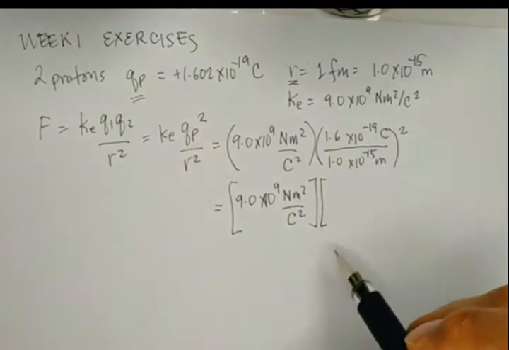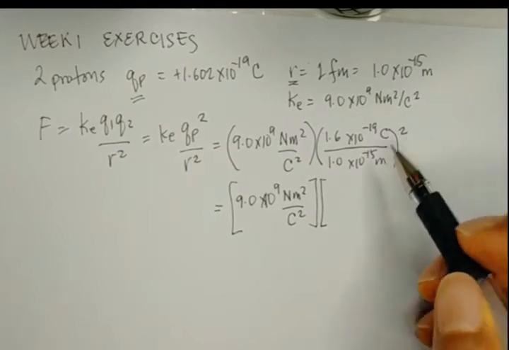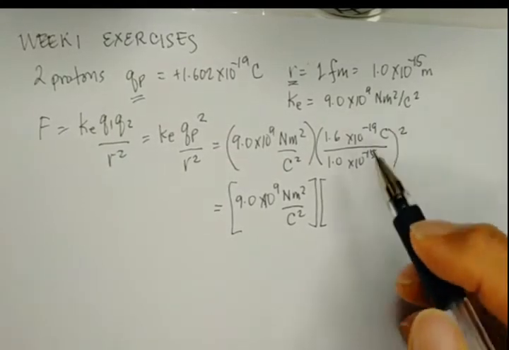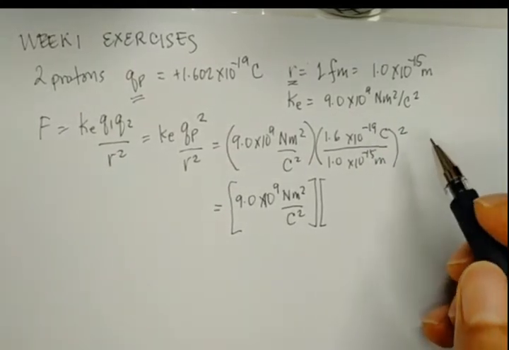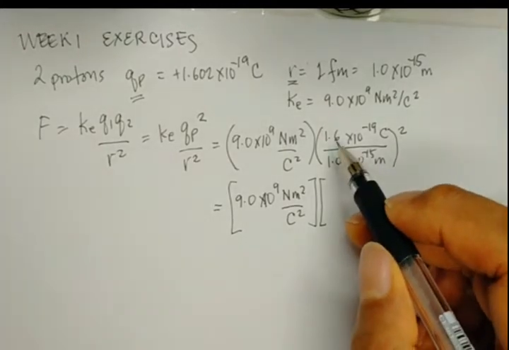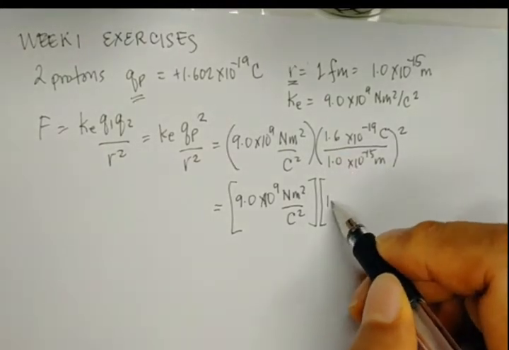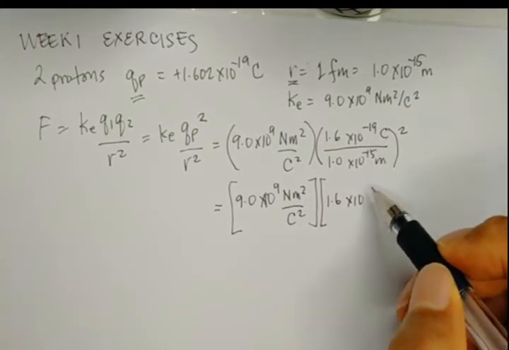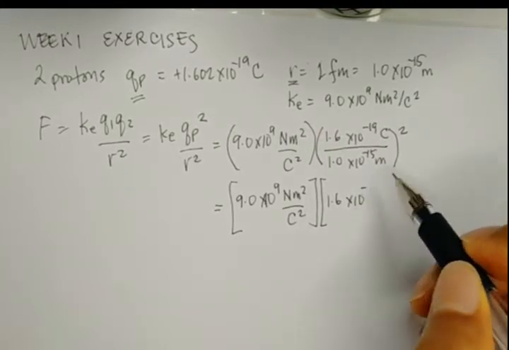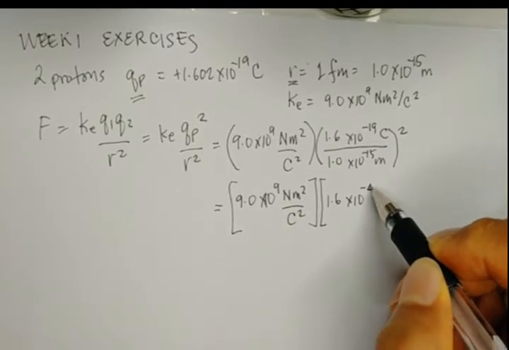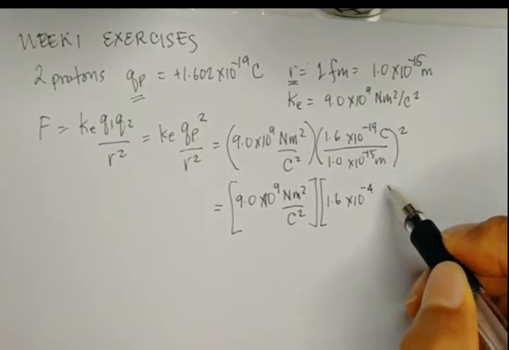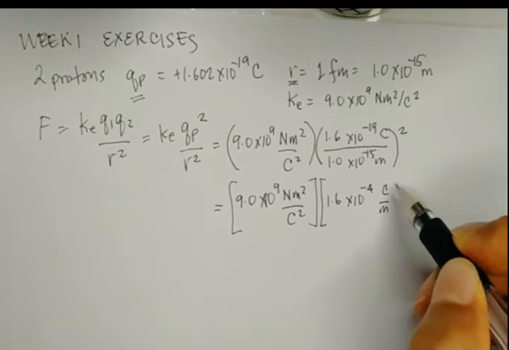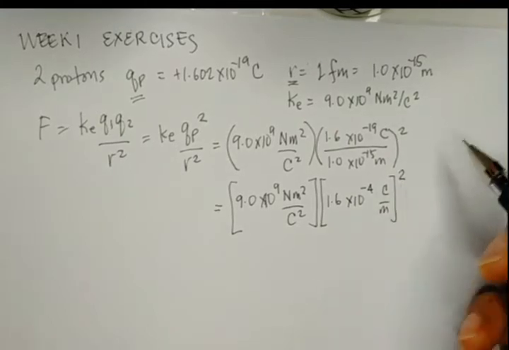Then you square both sides of this. You either divide first then square, or square first then divide. So I would suggest I would divide first then square it. So I divide 1.6 by 1 is still 1.6 times 10 to the negative 19 plus 15 would be negative 4 Coulomb per meter. Saka mo siya i-squared.